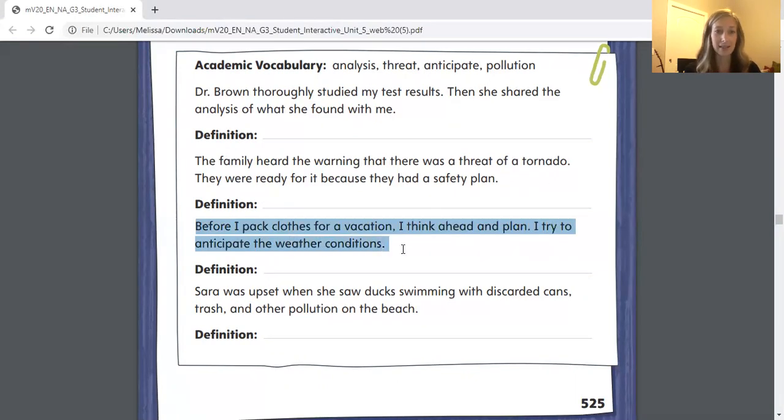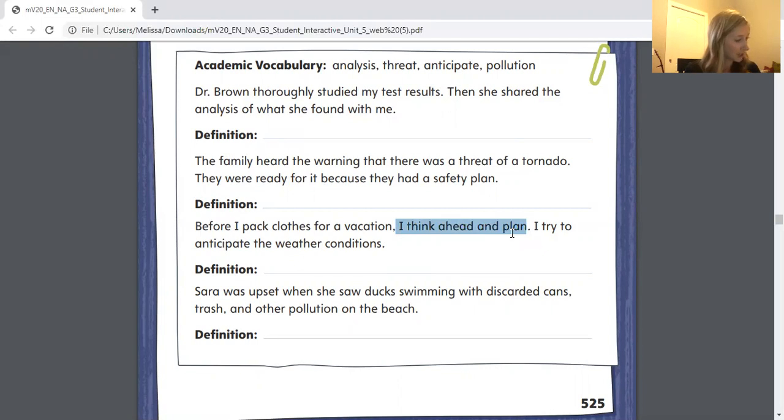All right, the next sentence. Before I pack clothes for a vacation, I think ahead and plan. I try to anticipate the weather conditions. Okay, so our vocabulary word is anticipate. Go ahead and underline the word anticipate. And in this sentence, it's talking about something you're going to do before. So before you even pack clothes for vacation, I think ahead and plan. So when you think ahead of something, you are anticipating it. So go ahead and highlight, I think ahead and plan.